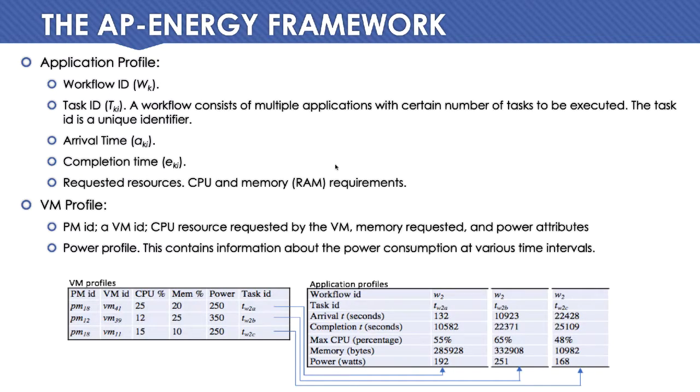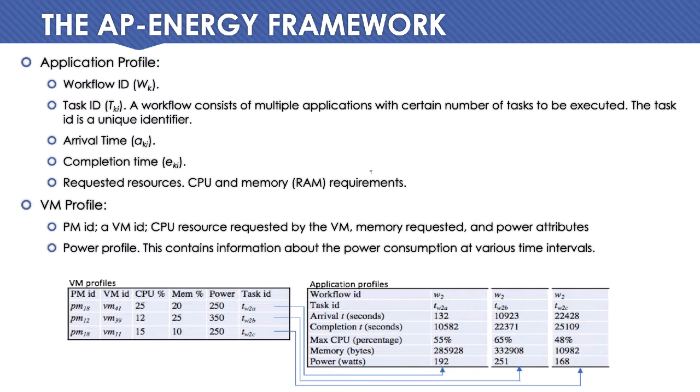So in this work, we define two data structures, AP, which is an application profile, and a VM profile, a virtual machine profile. An AP data structure consists of data including workflow ID. Each workflow would be given a unique identifier. Task ID. Each workflow may have many tasks. Each task is given a unique identifier. The arrival time for each task in the workflow. Completion times of a task. Maximum CPU and memory requirements. Power consumed. At the completion of a task, the framework records this information in the AP for future use.